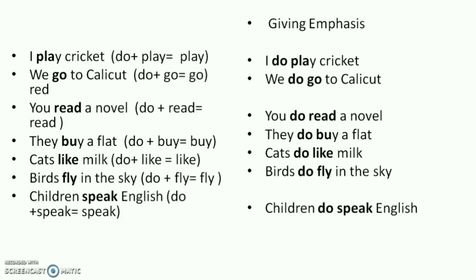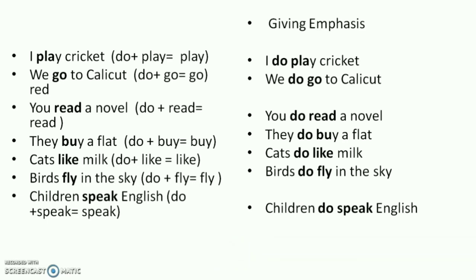Cats like milk. Do plus like is there in the sentence. So "cats do like milk" and "cats like milk" are same in meaning. There is no problem using it. We have to split the auxiliary, that means do, from the verb, and use it in negative sentences, use it to make questions as well, and use the auxiliary to give emphasis.